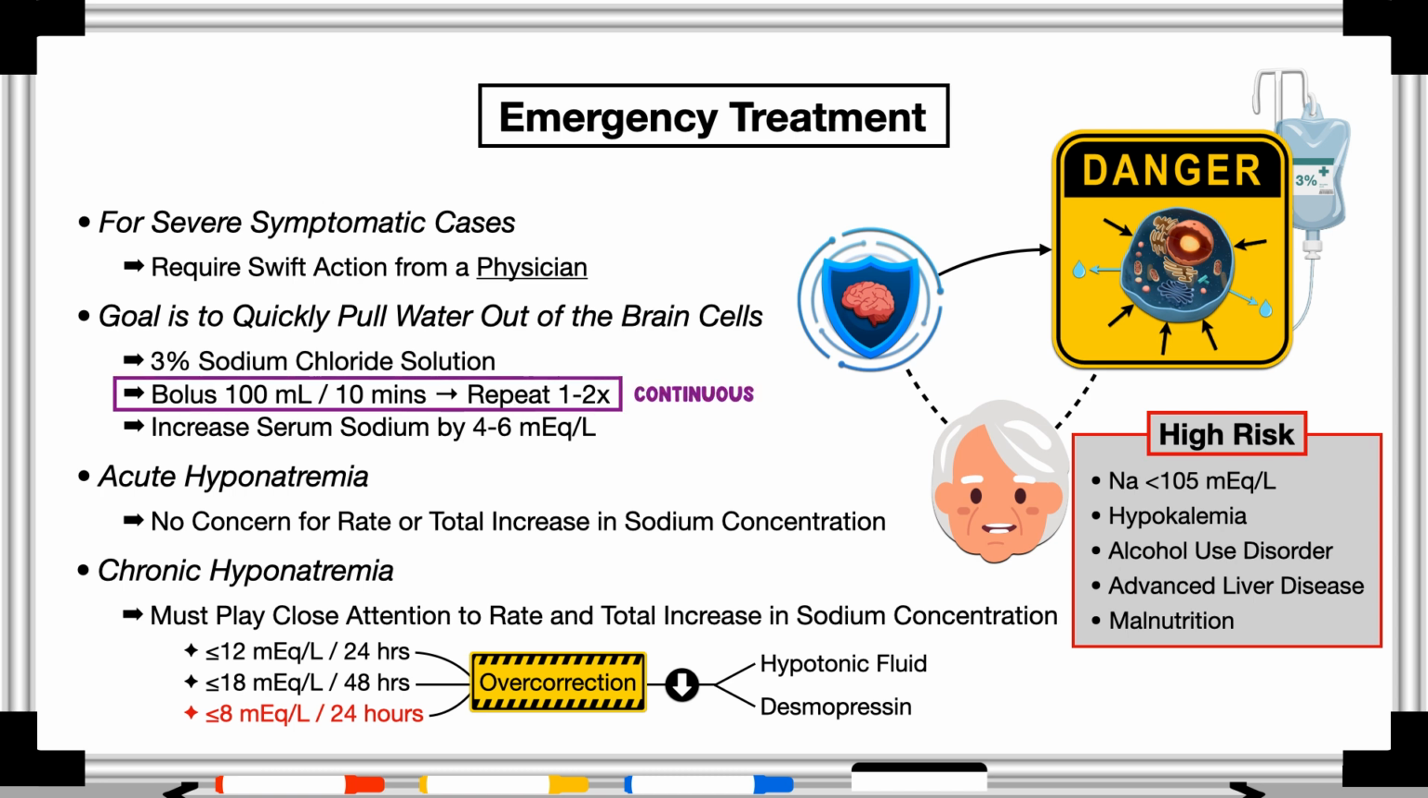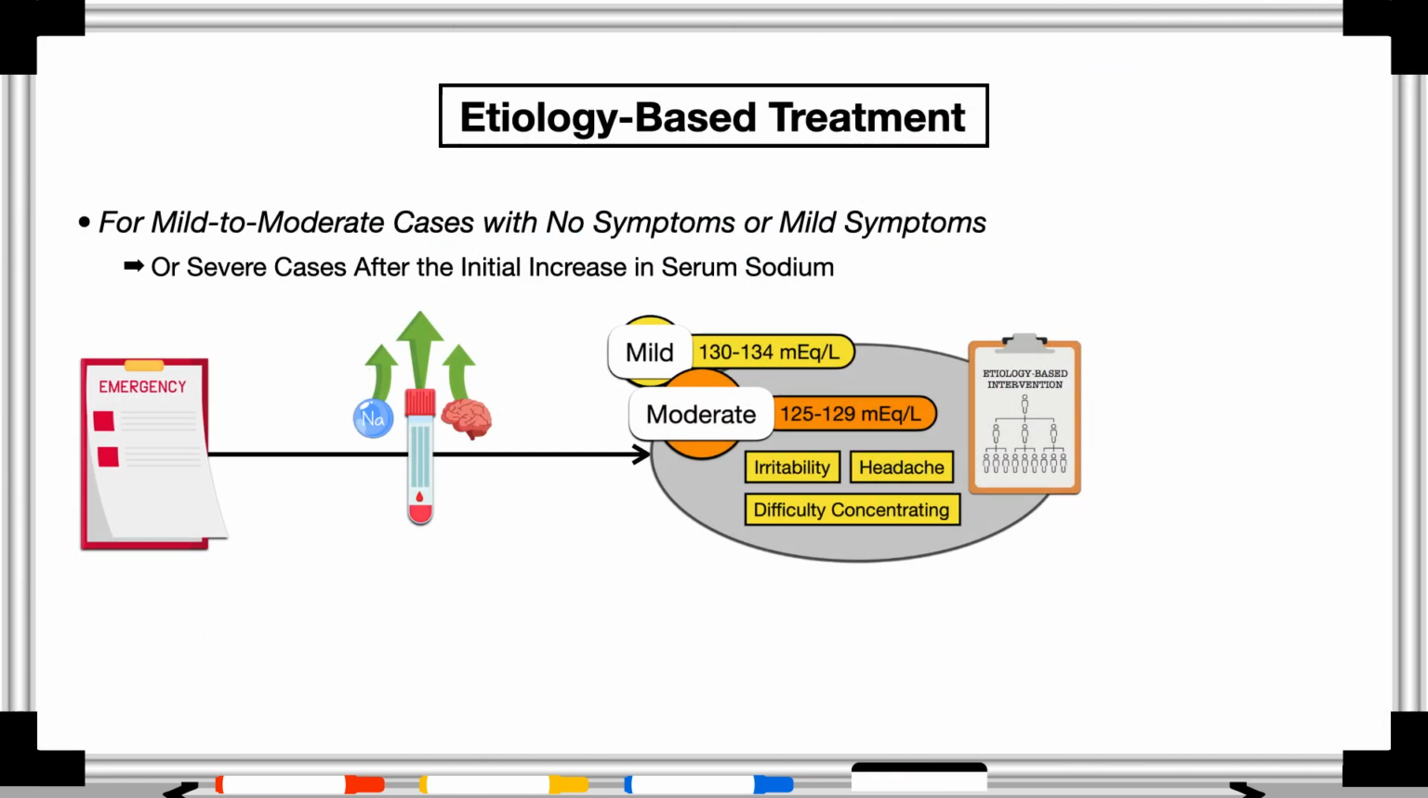A continuous infusion of a 3% sodium chloride solution is sometimes used instead of a bolus infusion. Still, the bolus method has been shown to increase serum sodium by 4 to 6 milliequivalents per liter faster and is less likely to overshoot the target.